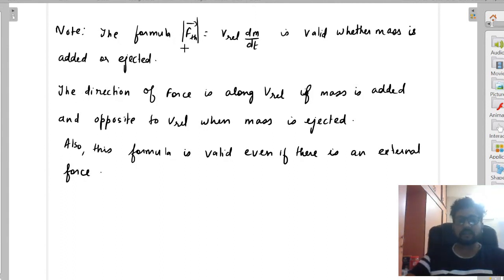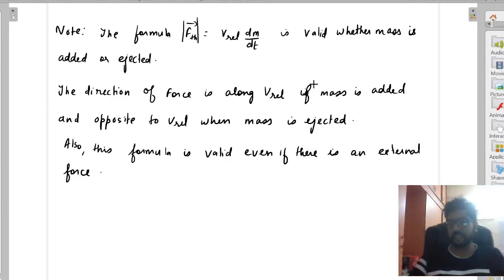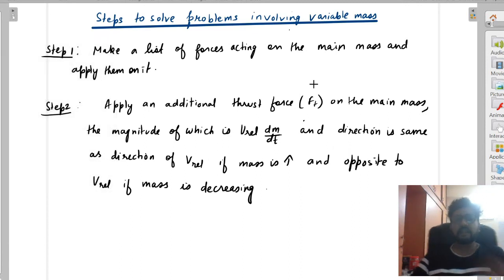So again I will repeat, this direction is along the direction of v relative if the mass is added to the system, that is dm by dt is positive, and it is opposite to the direction of v relative when the mass is ejected from the system. Okay, also this formula is valid even if there is an external force, although in this situation we derived the formula by using the no external force concept, but the formula for thrust force is valid even if there is an external force.